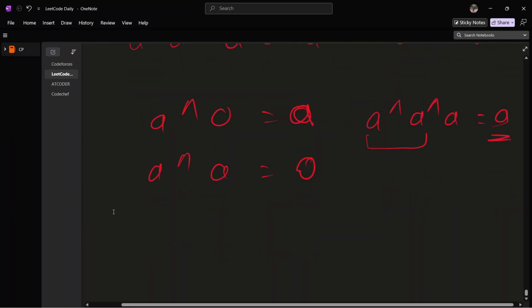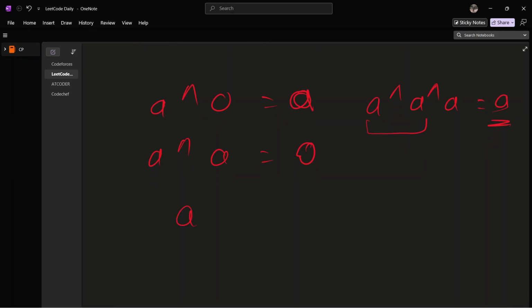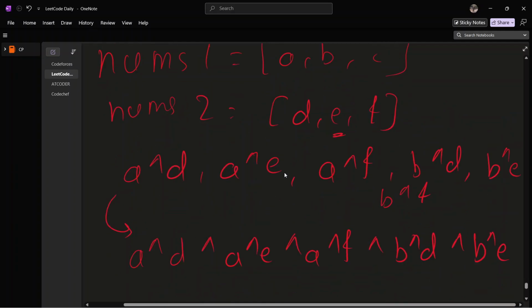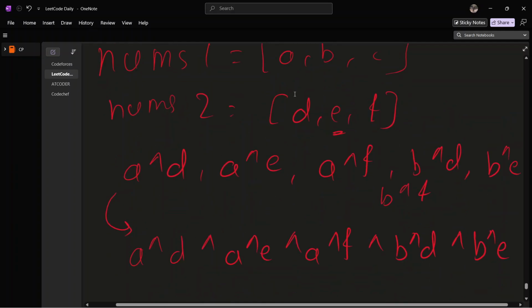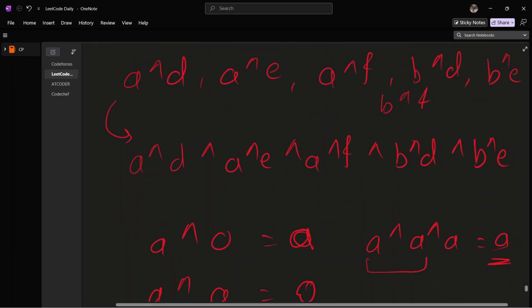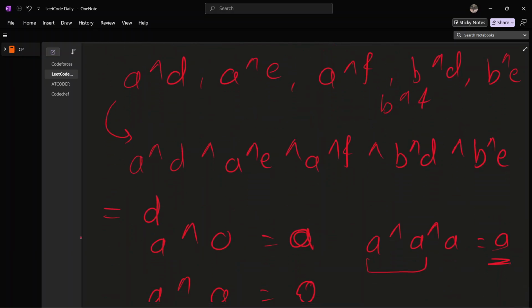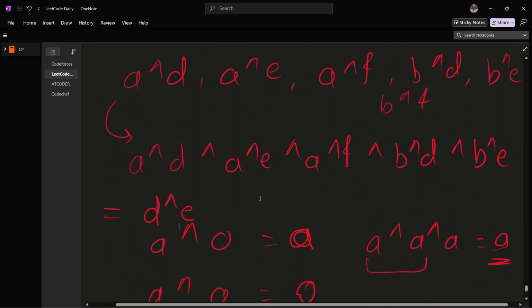So what we can see is if A is XORed with itself odd number of times, it will give A. If it is XORed with itself even number of times, it will give 0. So finally, if we see, D will come 3 times in this equation and it will be XORed with itself 3 times. So D will be present in the final answer. Similarly, E will be there 3 times. So E will also be there. Similarly, F will be there.